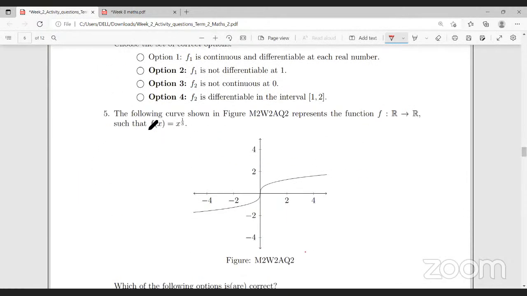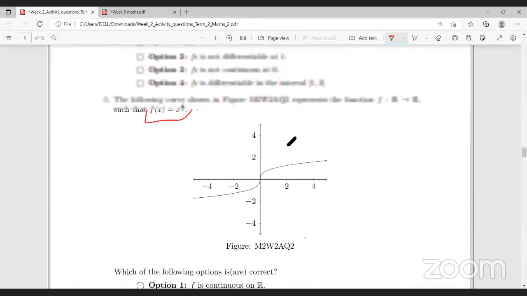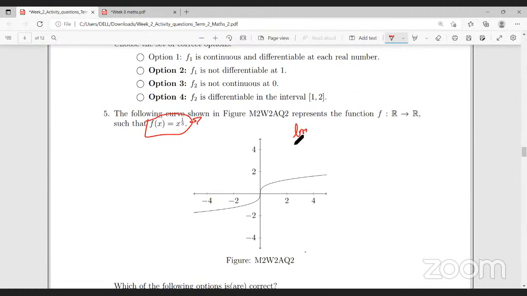X to the power 1 by 3, na? It is discussed in the lecture also. You can watch the lecture, or you can just find out the limit. Just find out this limit, h tends to 0, (x plus h) to the power 1 by 3 plus... okay, whether this function is continuous at x equal to 0.